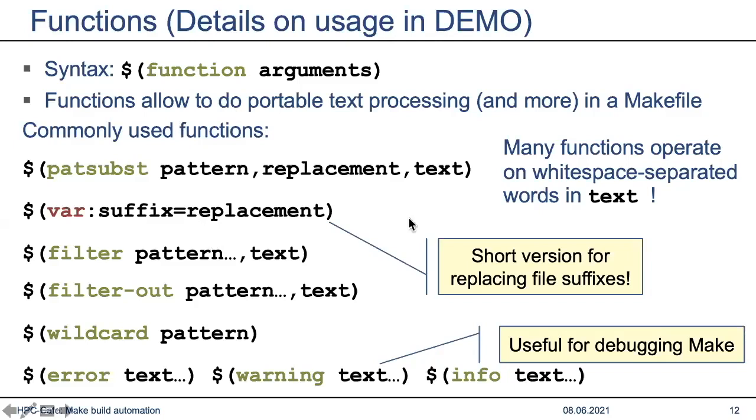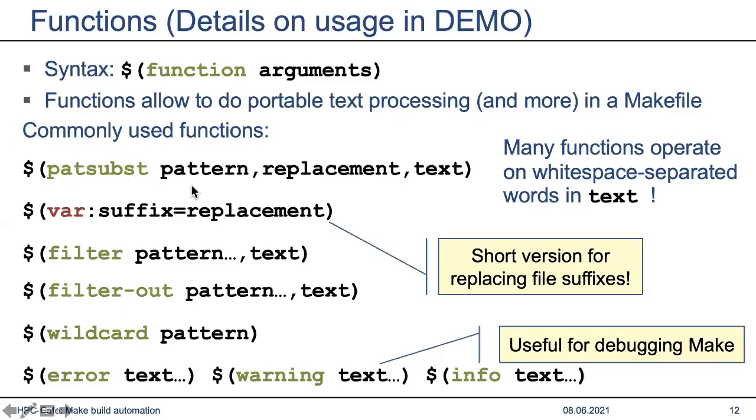A lot of those functions operate on whitespace separated words in text, because this is a common use case. You have a list of files, a list of targets, whatever. Usually you have lists of strings. And so a lot of those functions by default operate, without needing a loop, automatically on whitespace separated words in text. Those are just some common functions, just to give you an idea what's available.